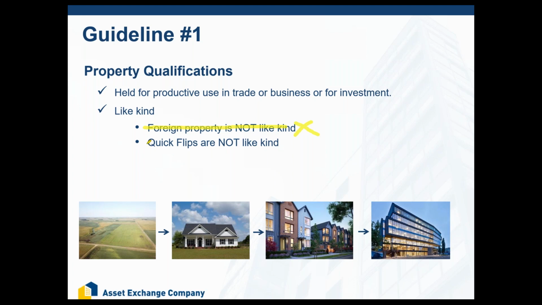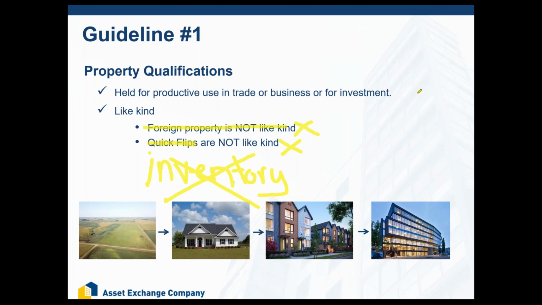And the other thing you need to be careful about is the government specifically prohibits inventory from being exchanged. And inventory, when we're talking about real estate, is quick flips. A quick flip is a property that you buy today, fix up over the next several months, and then sell. That is inventory, and that is ineligible for 1031 exchange treatment.